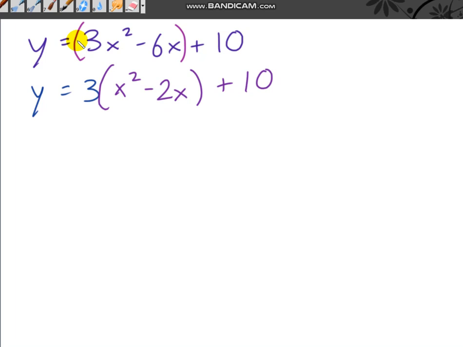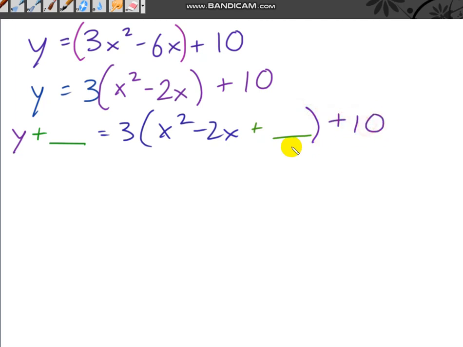Okay, so next, in order to complete the square, we need to create our blanks. So creating our blanks, y plus something equals 3 times x squared minus 2x plus something, and then plus 10. Alright, so if we fill in these blanks here, we need to identify our b term based off this expression. Our b term is going to be negative 2. So b equals negative 2. That's all we need for this.